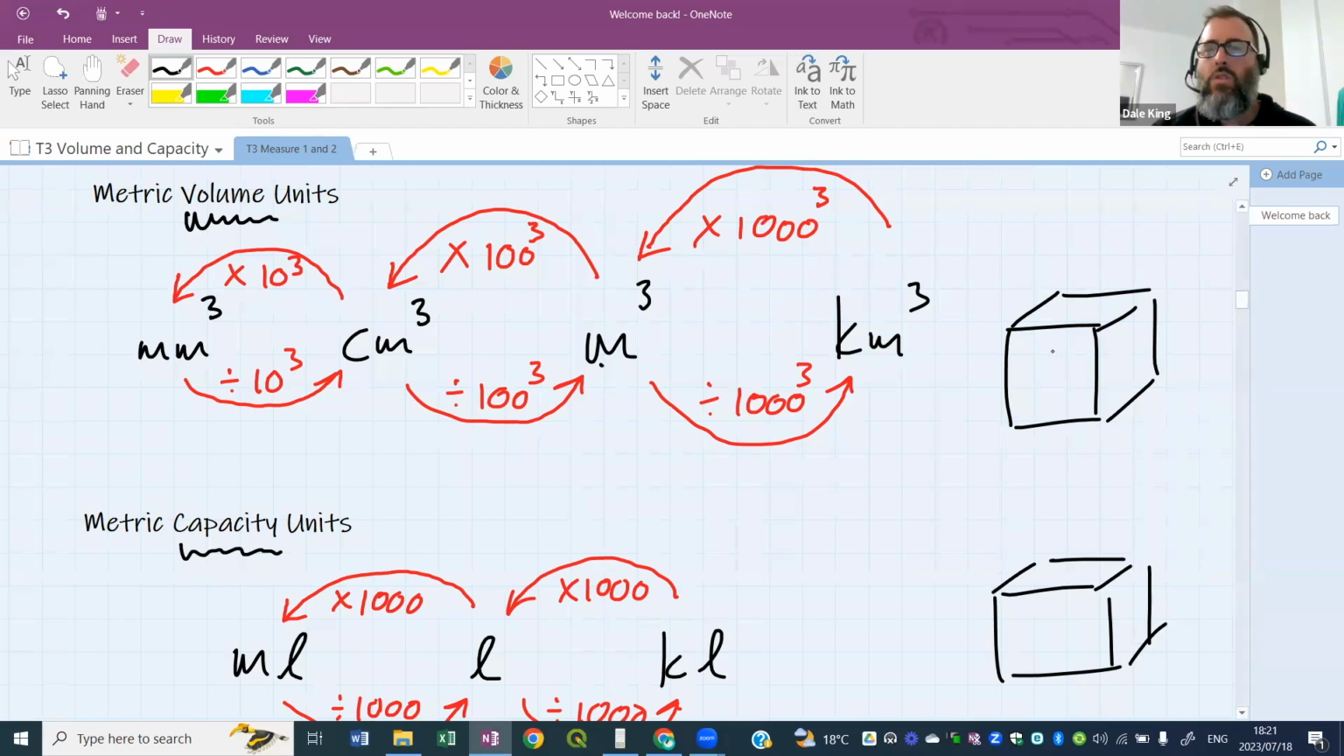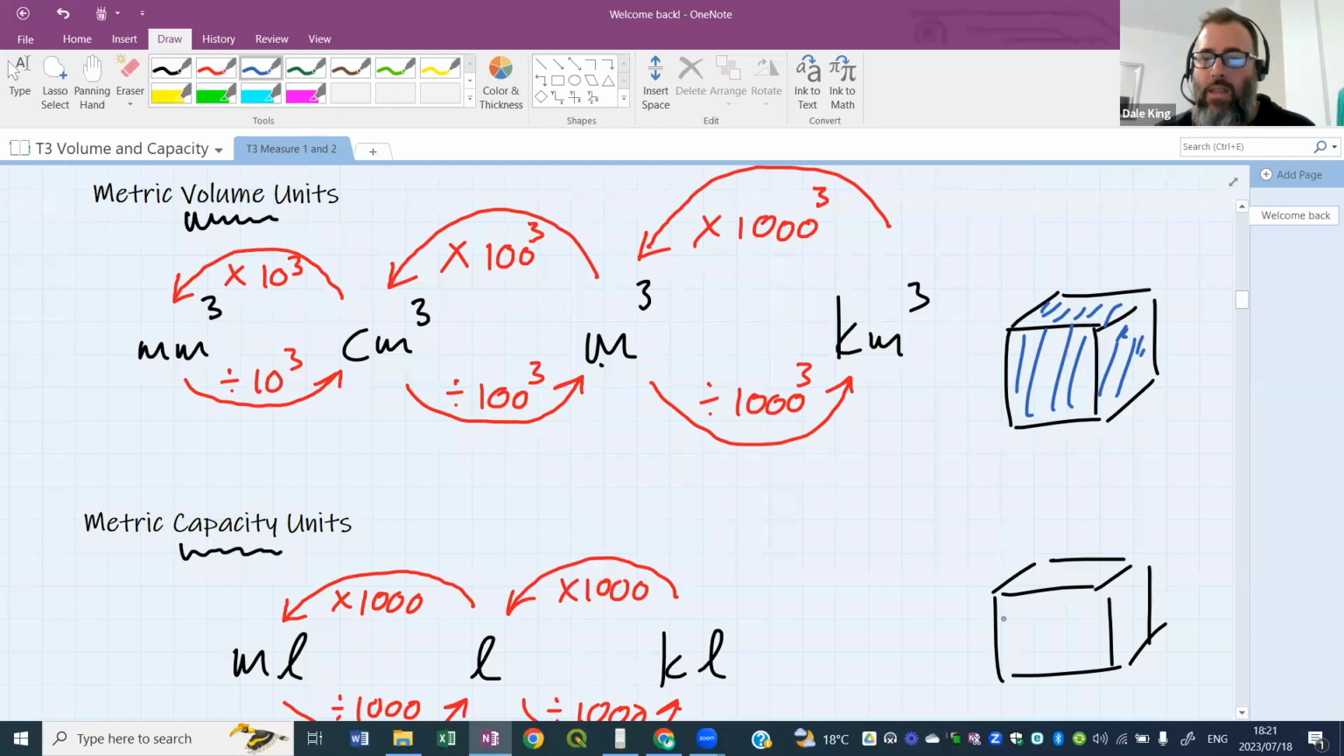So volume describes the space that an object can occupy. For example, this cube on the right-hand side here occupies a space. The material inside it occupies a certain space. It has a certain amount of material inside it. So that solid block has volume.